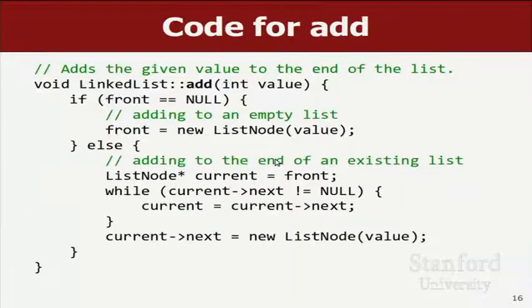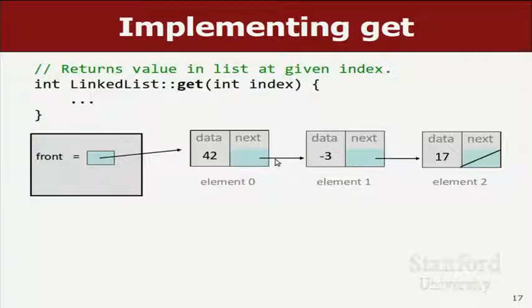So let's write get. If you say get at a certain index, well, how do I do that? With an array list, I just said return elements bracket i or whatever. I just jumped through the array to that place. How do I do it with a linked list representation?